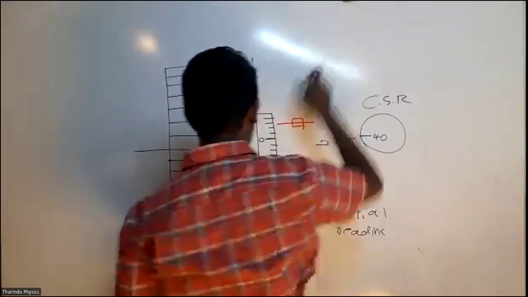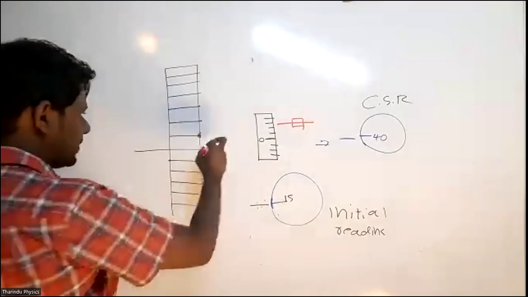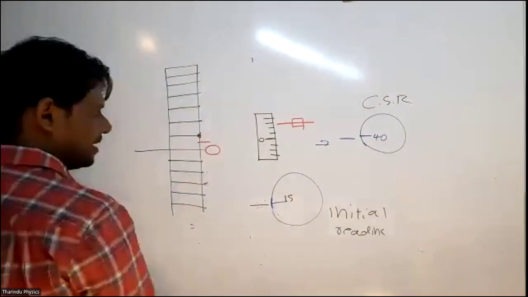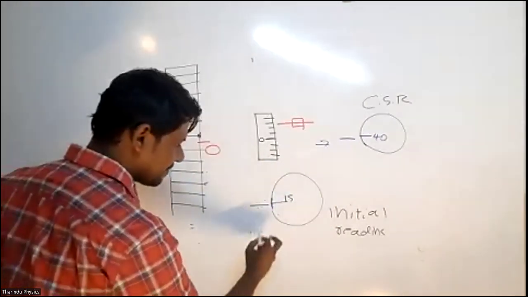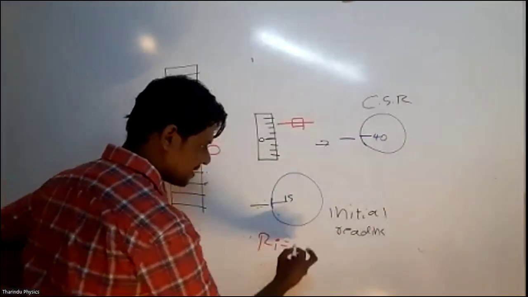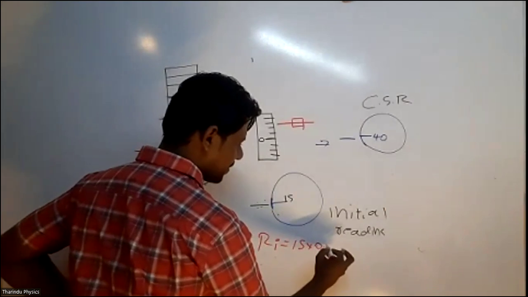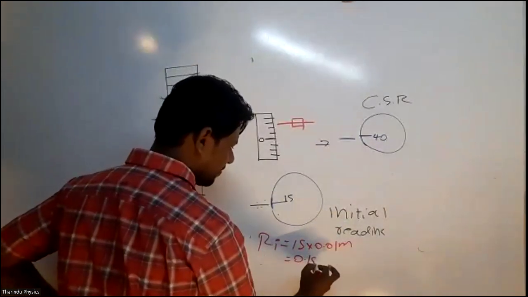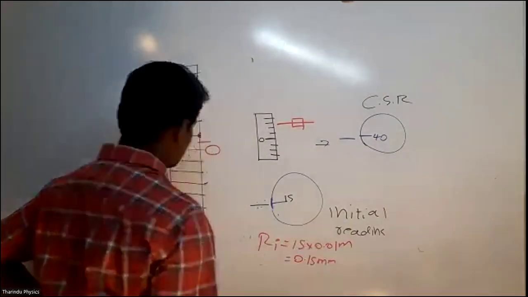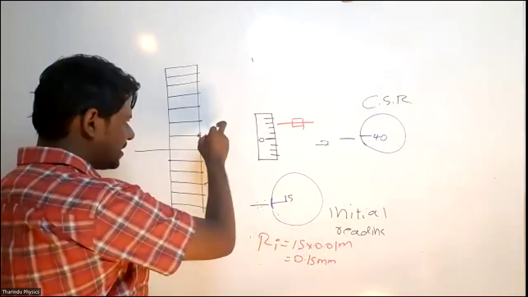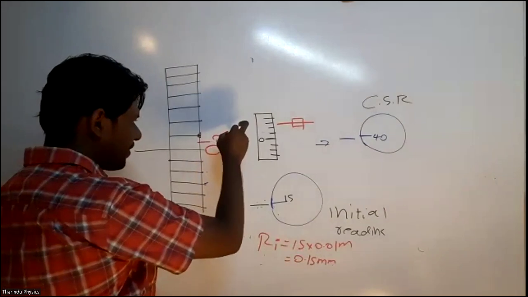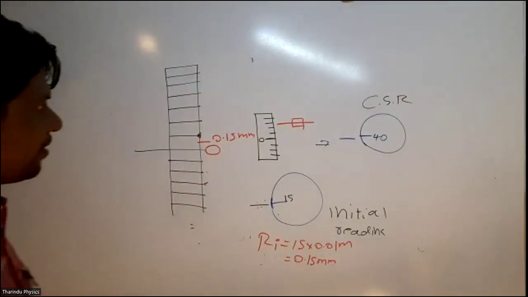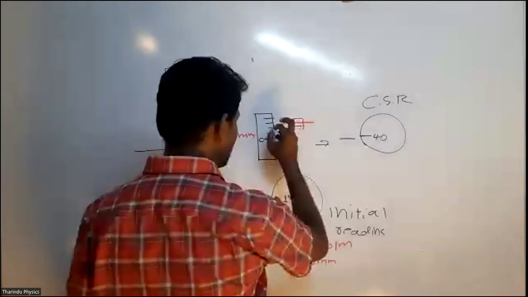Now, have a good look. This is the zeroth line. You started somewhere here. What is your initial reading? Initial reading is 15 by 0.01. So the initial reading is 0.15 millimeter. Your starting point is what? 0.15 millimeter. Right.